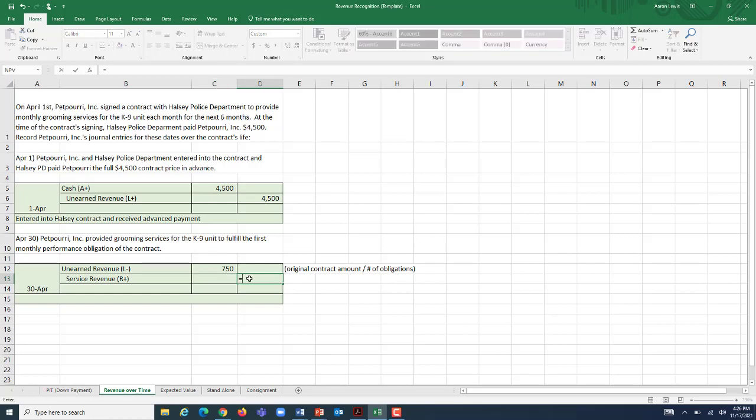So each and every month for the next 6 months, Pet Paris is going to record the same exact entry over and over again: a debit to unearned revenue for $750 and a credit to service revenue for $750, when they record the journal entry to denote the fact that they met the performance obligation on the Halsey contract.